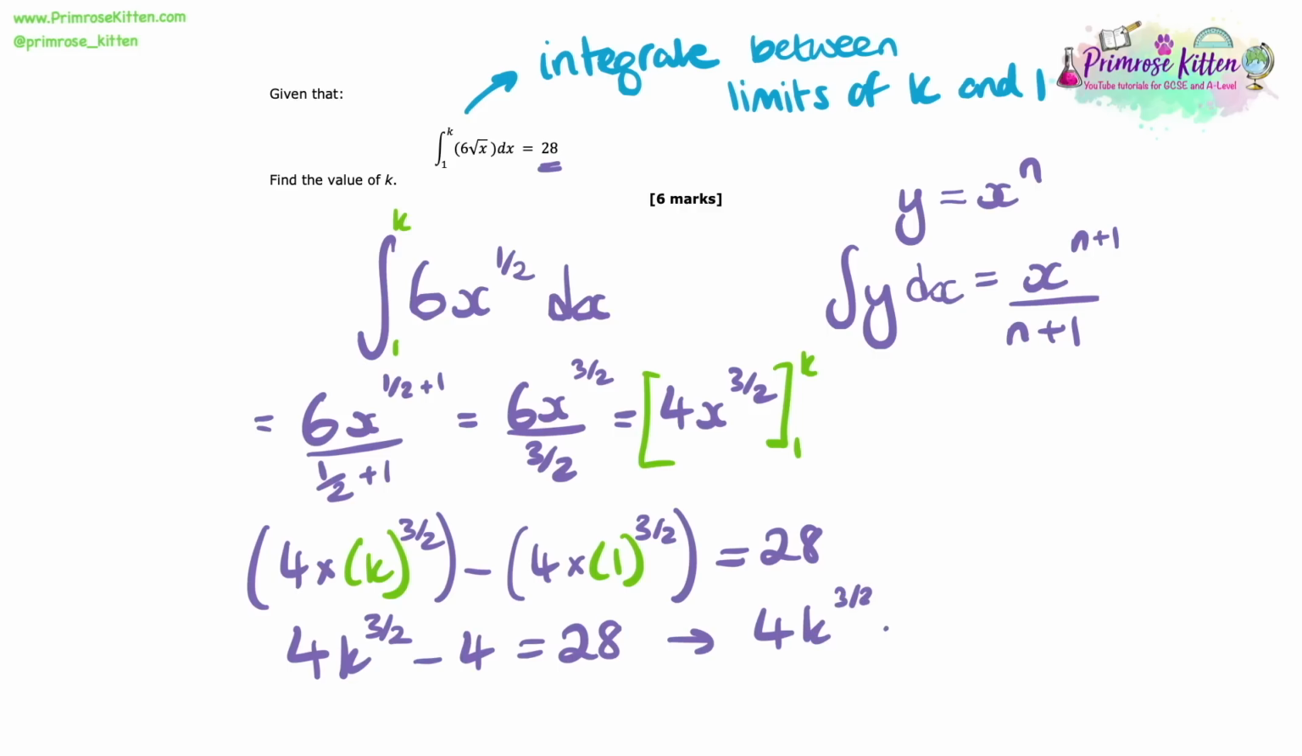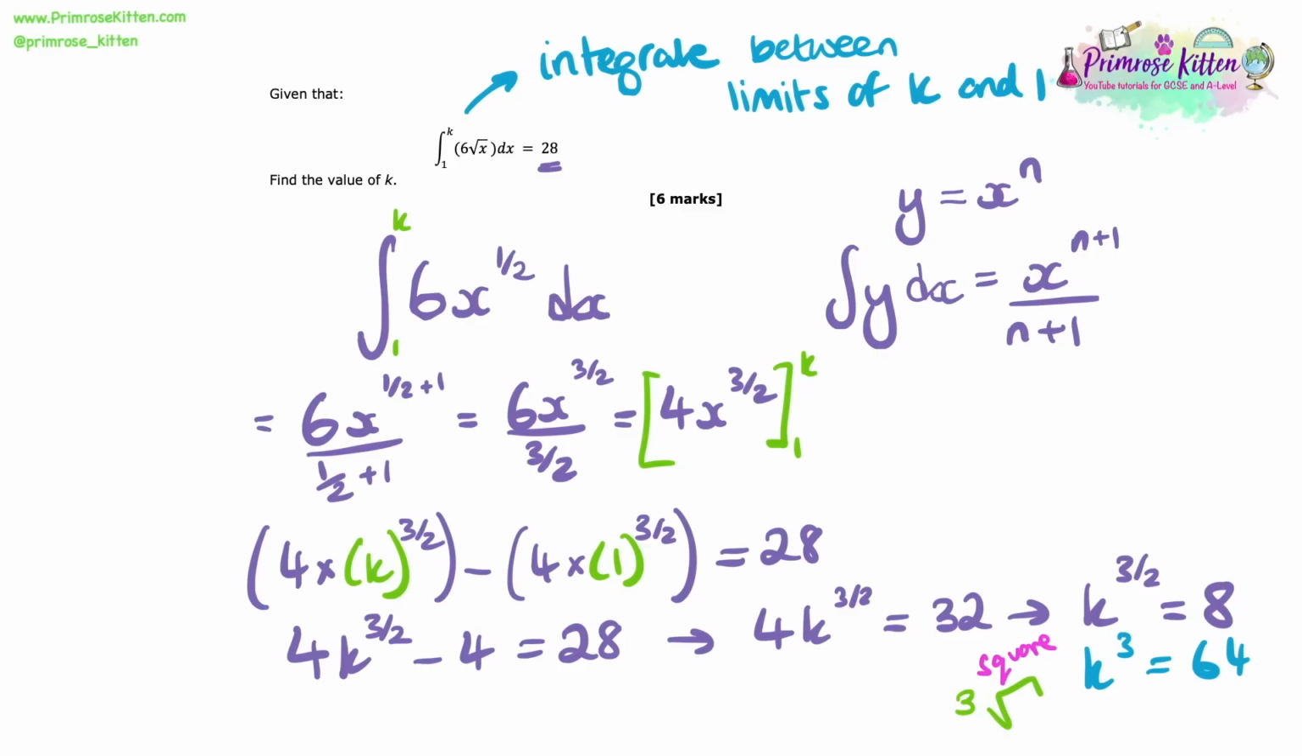So if we add 4 to each side, just to rearrange this, I get 4k to the power of 3 over 2 equals 32. Now if we divide through by the 4, we get k to the 3 over 2 equals just 8. So now we need to get this all on its own, this k. First thing I would do is I would square both sides to get rid of that over 2 in the power. Remember that the numbers on the bottom of the fraction tells you what root you have. So to get rid of a square root, you square.